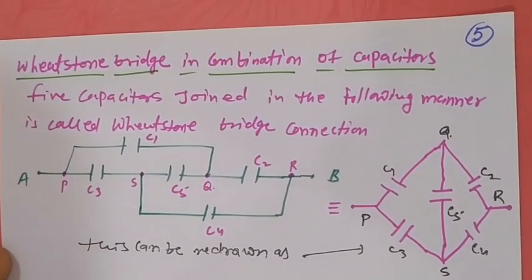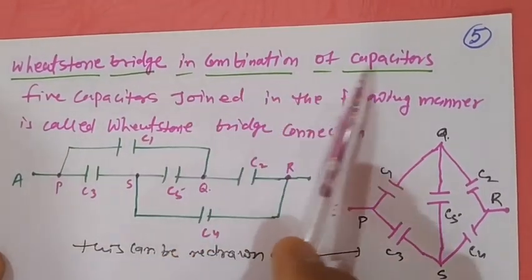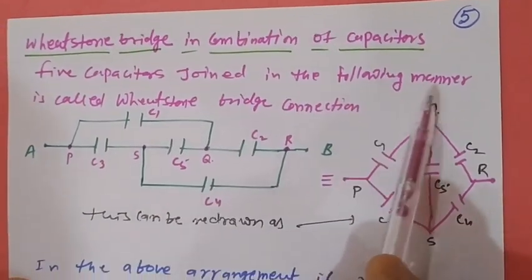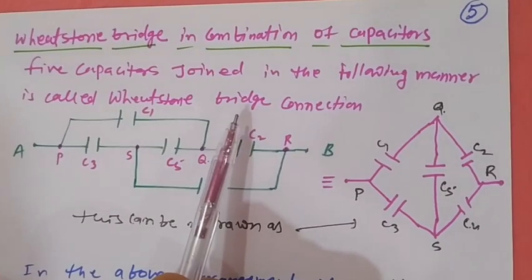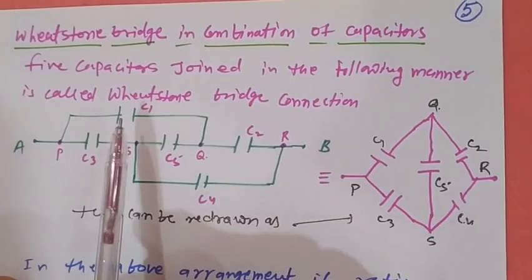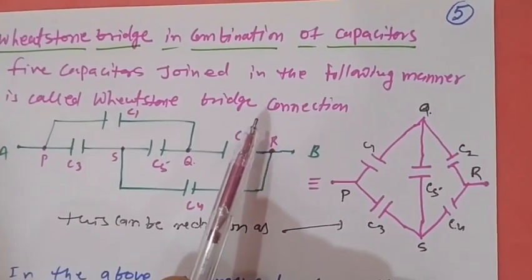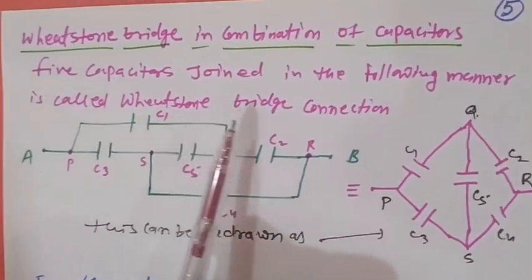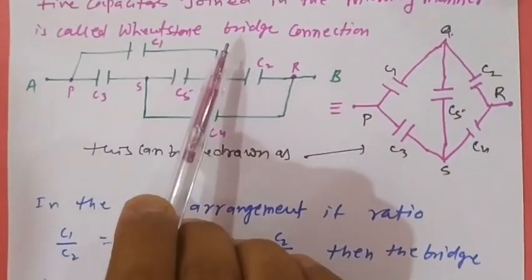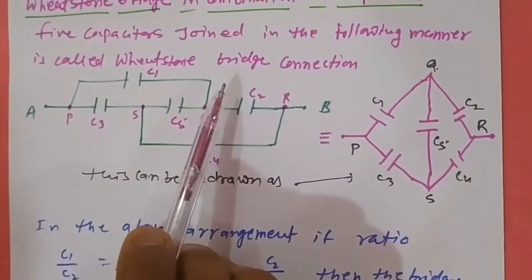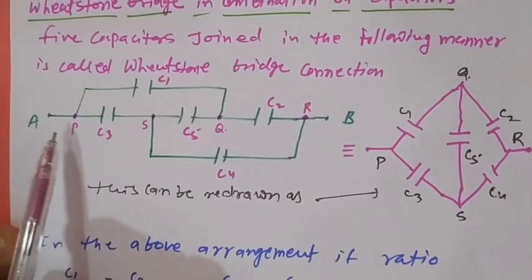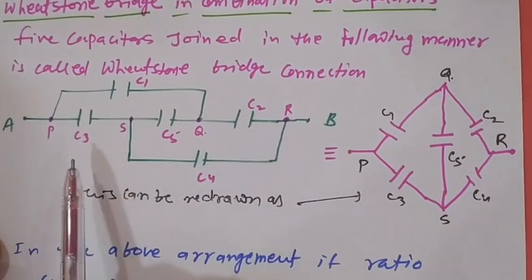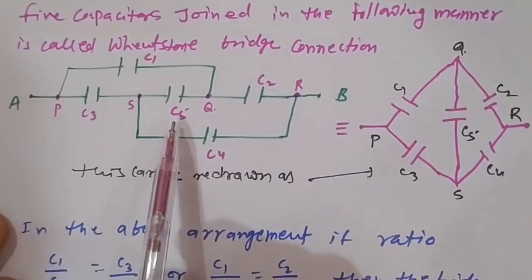Third one, Wheatstone bridge in combination of capacitors. Five capacitors joined in the following manner is called a Wheatstone bridge connection. About the Wheatstone bridge we will study in detail in chapter number 3. But a Wheatstone bridge is one in which 4 resistances or 4 capacitors are connected. Here we can see capacitors C1, C2, C3, C4 and C5.